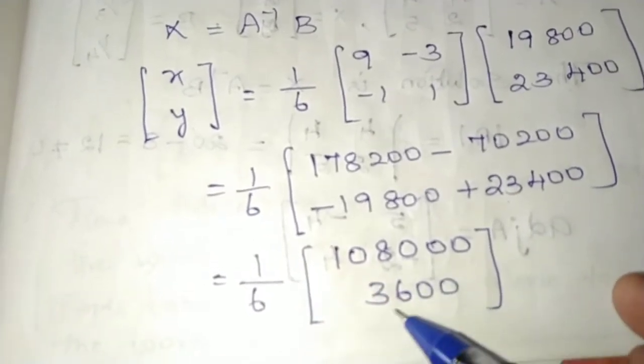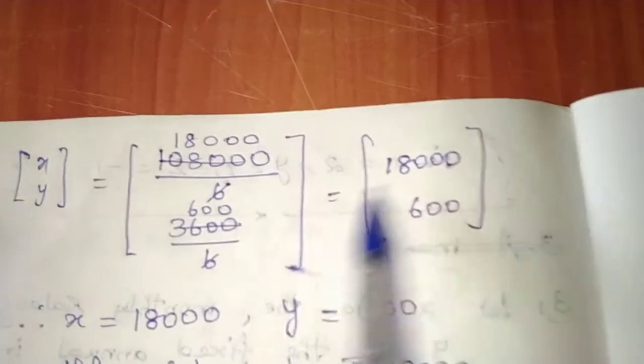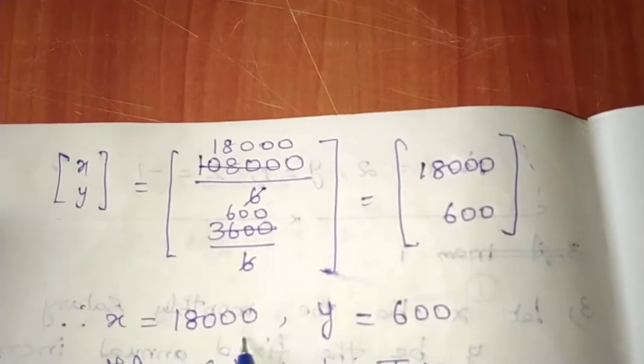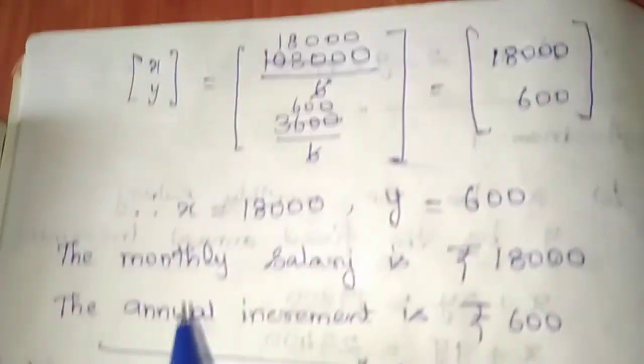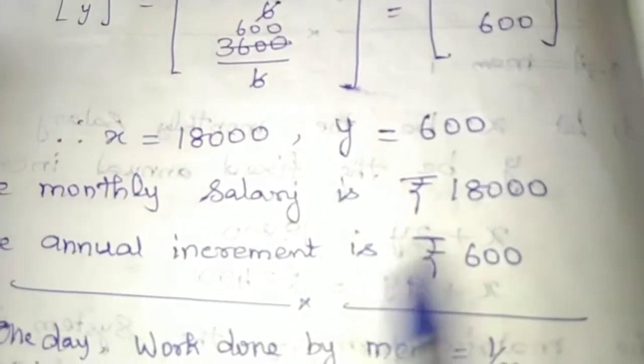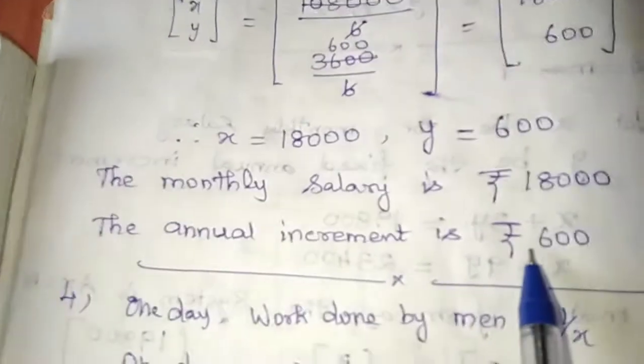1,08,000, and 3,600. Now divided by 6, we get 18,000 and 600. X equal to 18,000, Y equal to 600. That means the monthly salary is rupees 18,000. The annual increment is rupees 600. Get the answer. See the fourth sum.